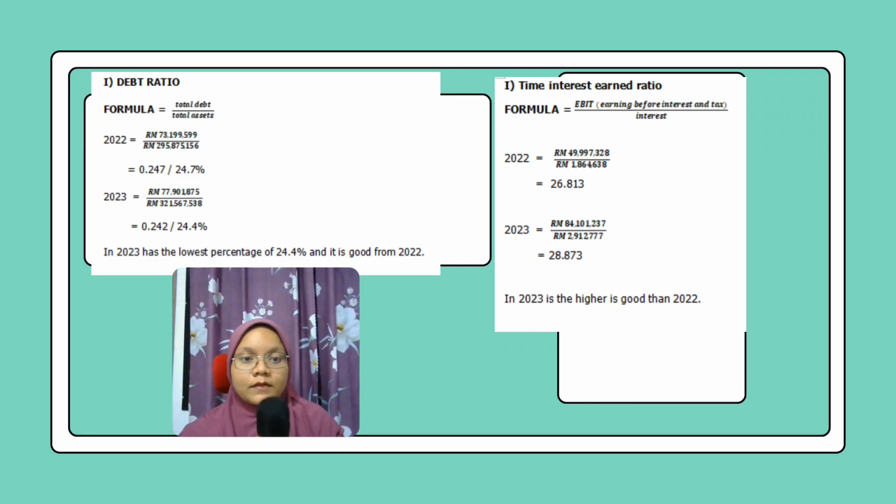And the next year is 2023, RM 84,101,237 divided by RM 2,912,777. The total is 28.873, and the analysis is that 2023 is higher and better than 2022.